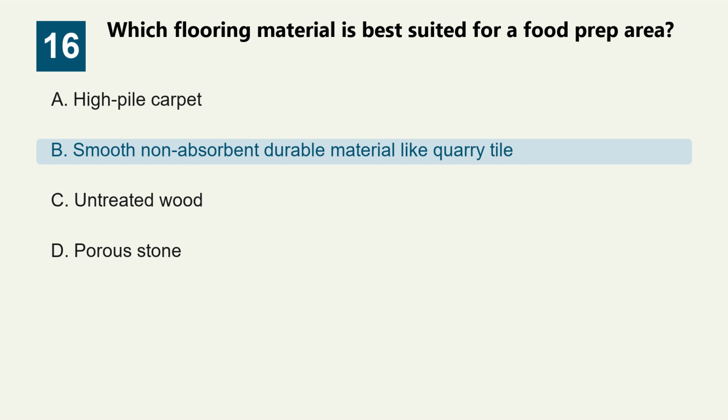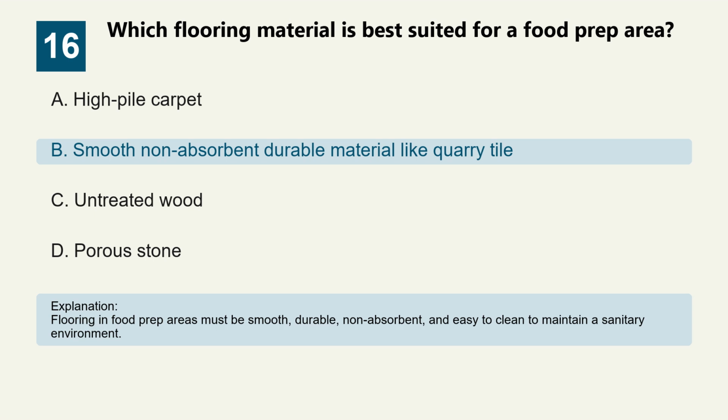Smooth non-absorbent durable material like quarry tile. Flooring in food prep areas must be smooth, durable, non-absorbent, and easy to clean to maintain a sanitary environment.